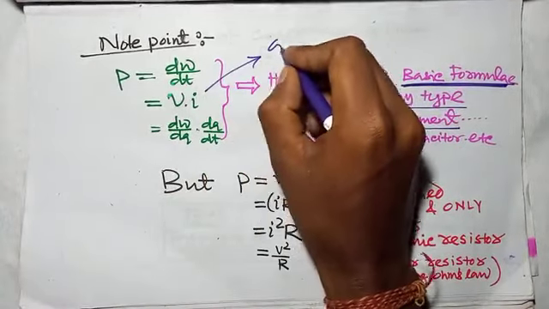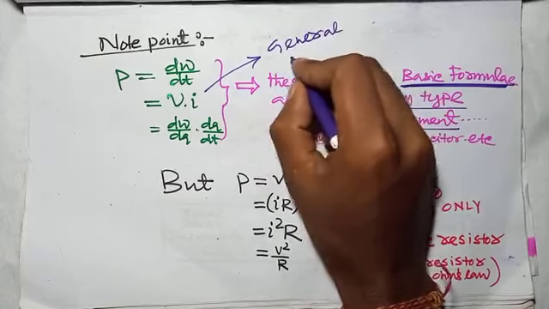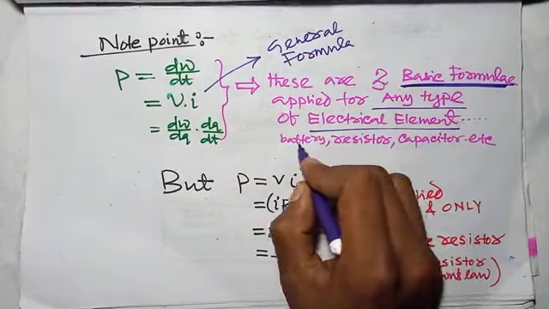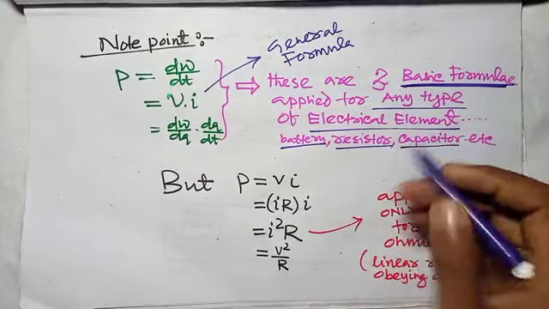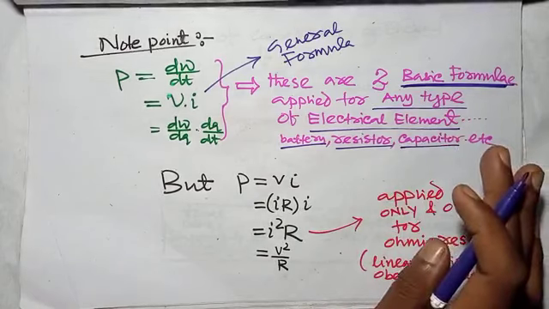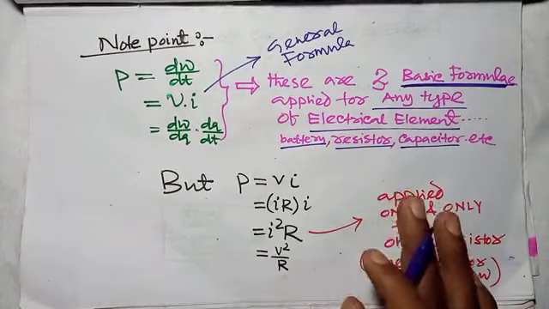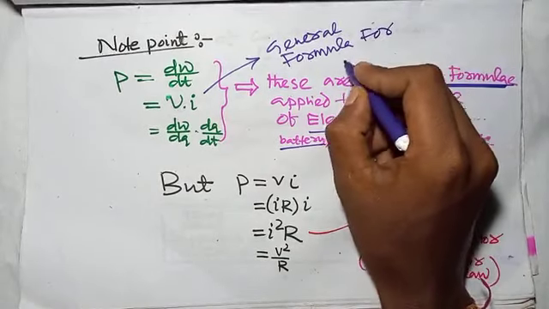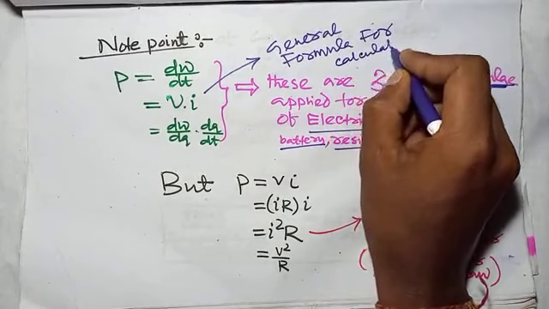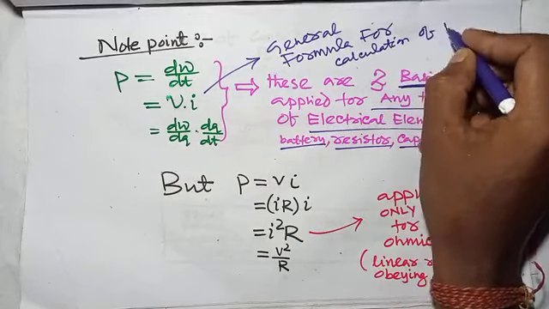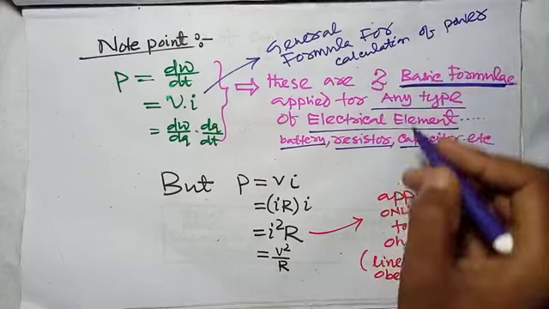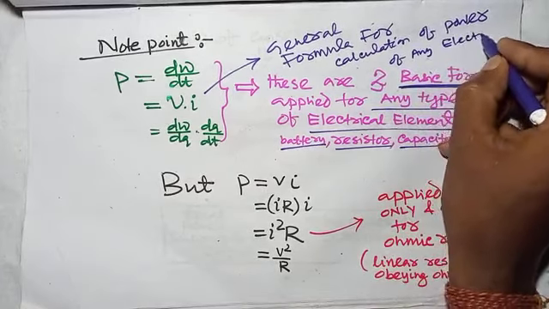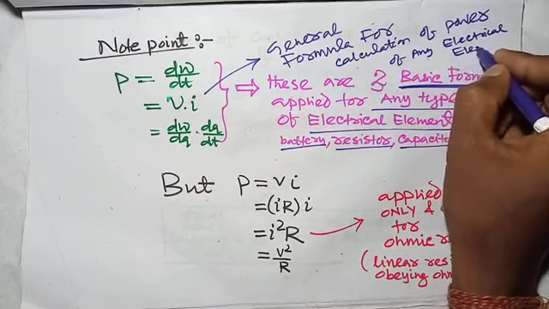These are the general formulas for calculation of power of any type of electrical element. It can be a battery, a resistor, a capacitor, etc.